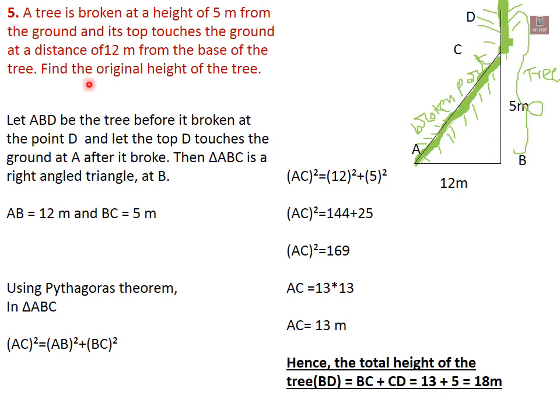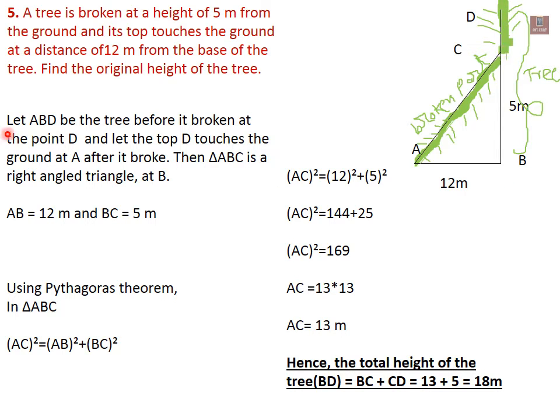Now find the original height of the tree. So you need to find out the original height. This is the original height. From 5 meter it fell down. This part has fallen down like this. So we need to find out the complete tree, how much measurement it has. What is the measurement of the complete tree?